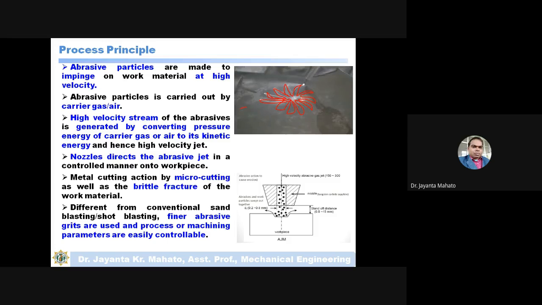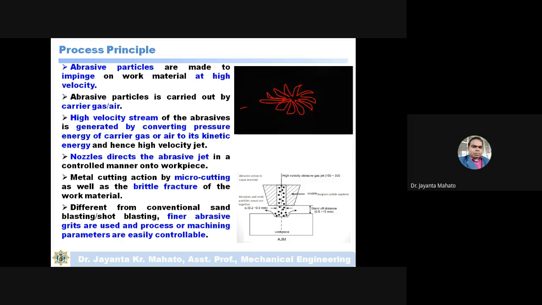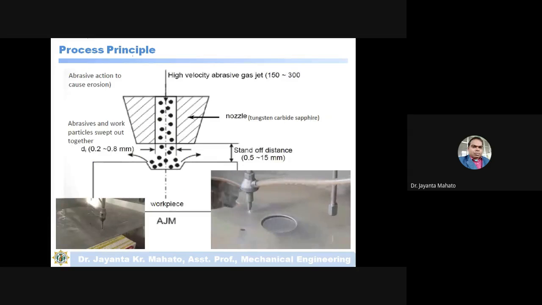In this case, finer abrasive grits or finer abrasive particles are used, and the process or machining parameters are easily controllable. In abrasive jet machining, you can control the process parameters very easily, like pressure, speed, size of particle. Okay, so this is the process principle.